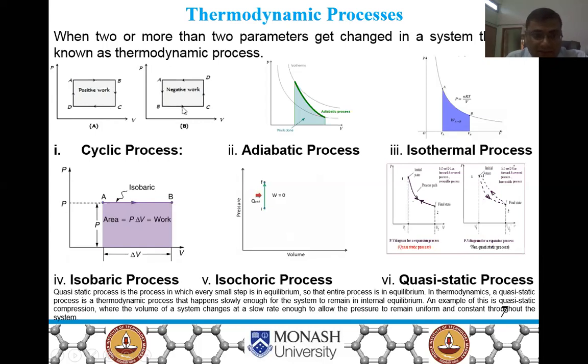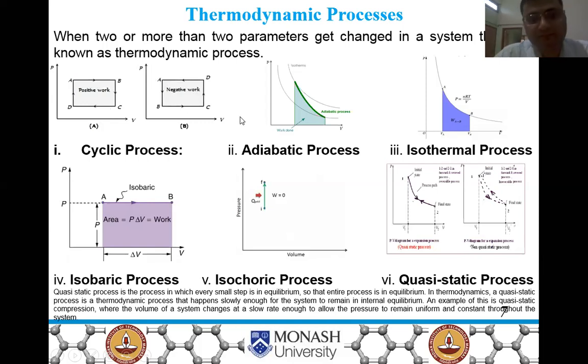And if it is going from A to B to C to D to A in an anti-clockwise manner, then it will be doing negative work. It is coming from initial state A to final state A, so it is a cyclic process.